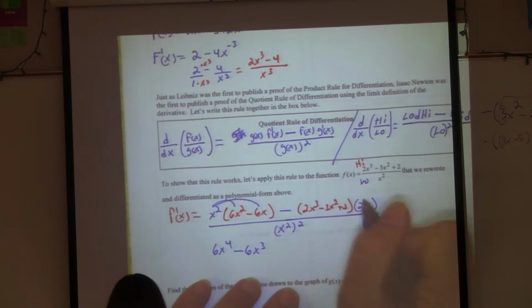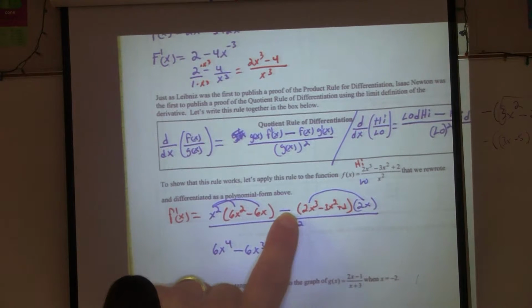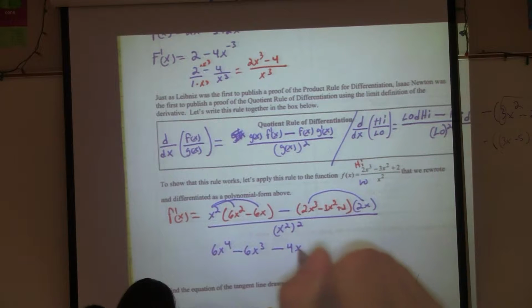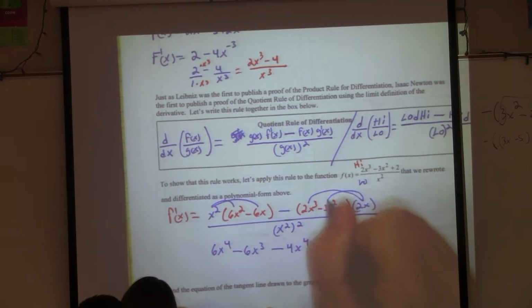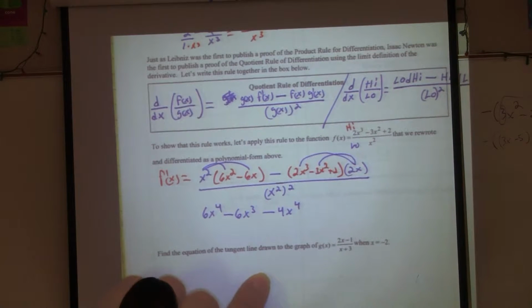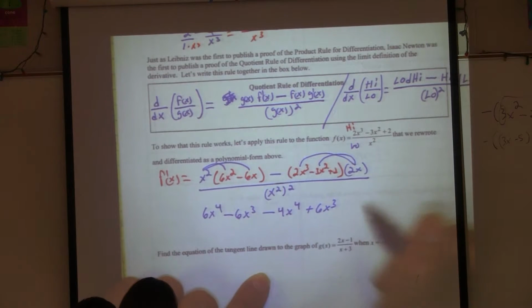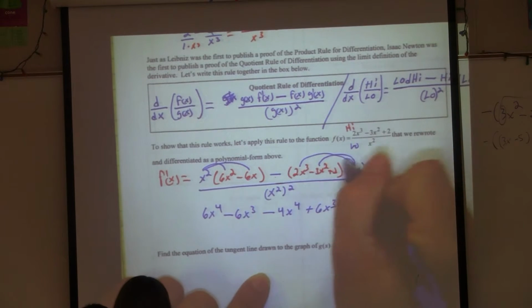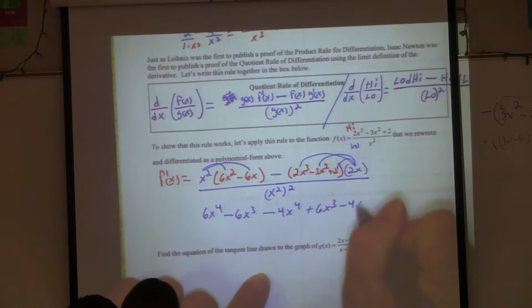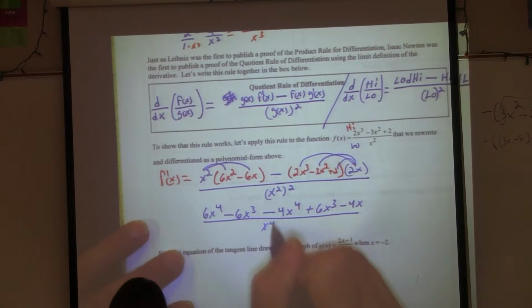Okay, here we're going to distribute and then change the sign because of the minus. So 2x times 2x to the third is 4x to the fourth, but then it becomes minus 4x to the fourth, right? 2x times negative 3x squared is negative 6x to the third, but then it becomes plus 6x to the third because of this minus. 2x times 2 is 4x, but then it becomes minus 4x, all over x to the fourth.